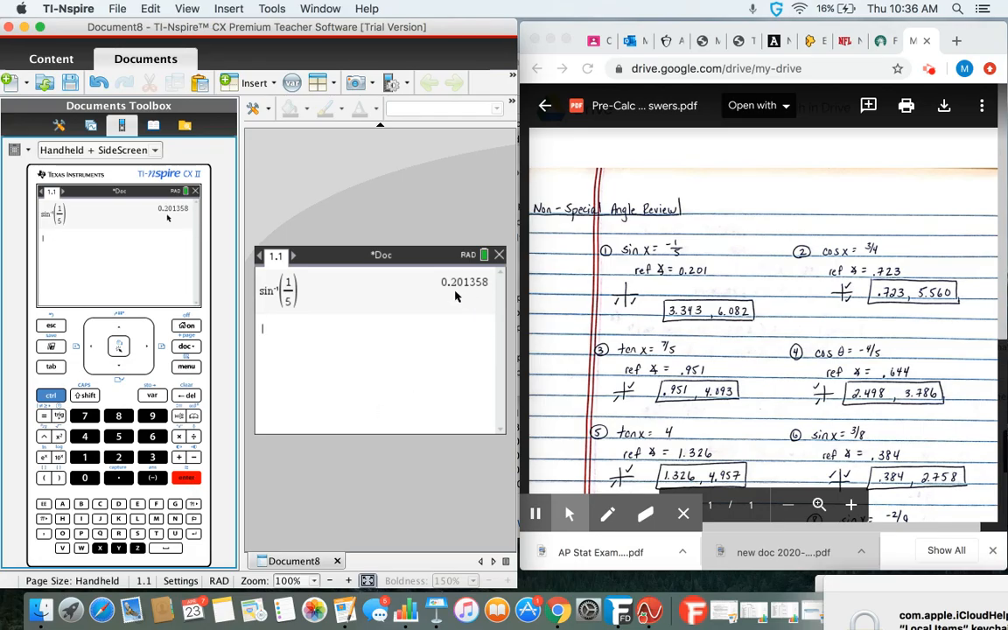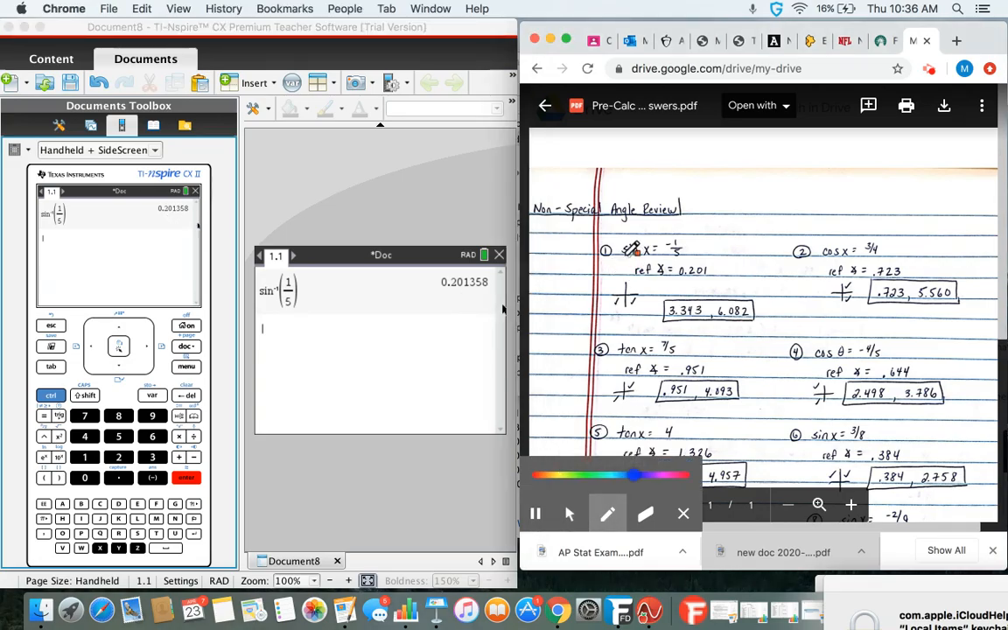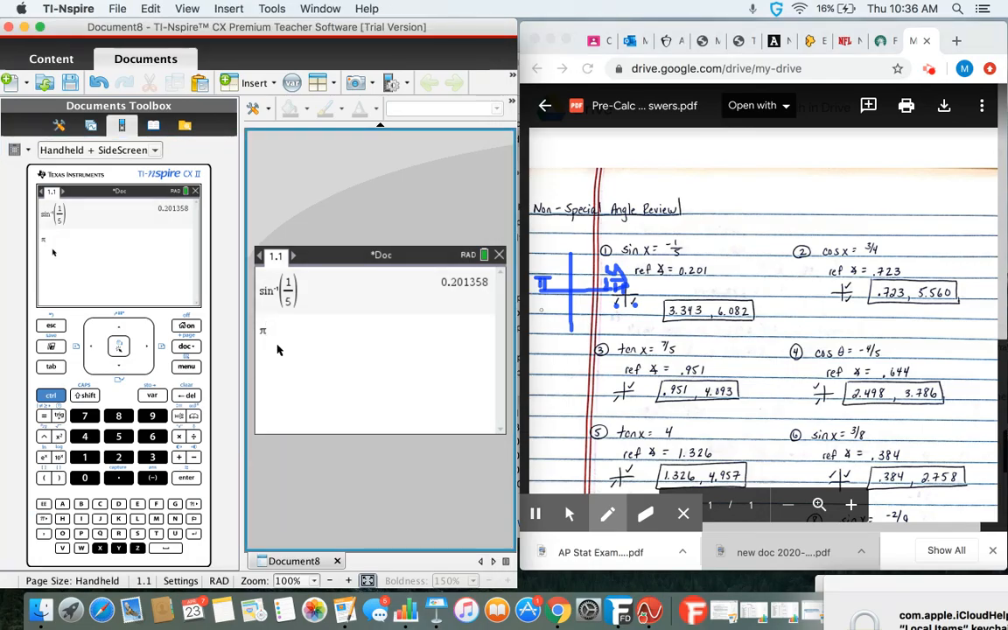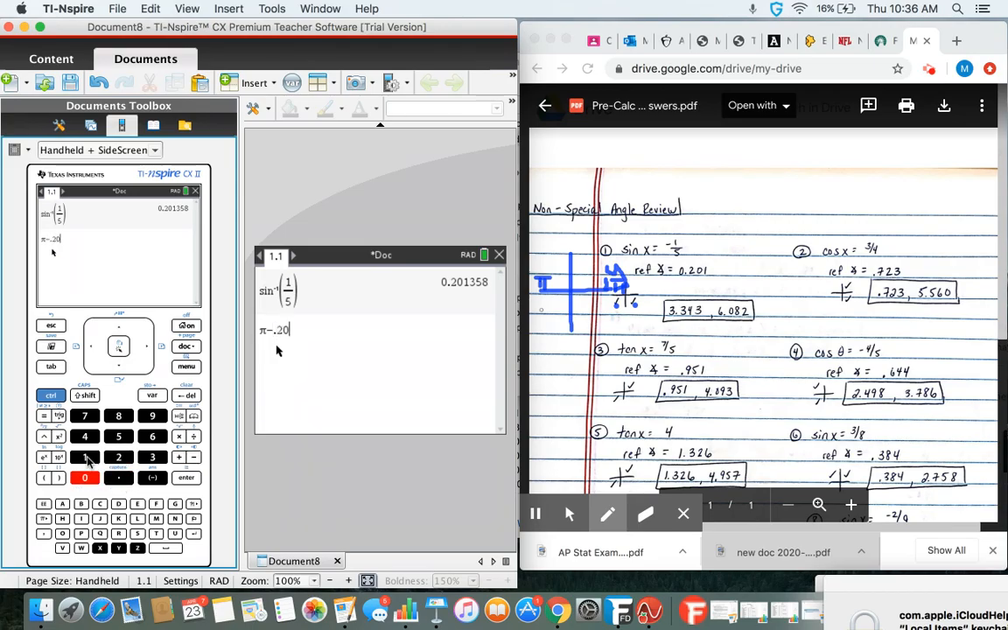Once we get our reference angle, we ask ourselves, well, since we have sine here and sine is y, where is y negative? Well, it's negative in quadrants 3 and 4. And now we take our reference angle and we think in terms of pi. So right here on the x-axis would be pi. We're going to think of this as 2 pi. And I'm going to do pi minus my reference angle, so pi minus 0.201.